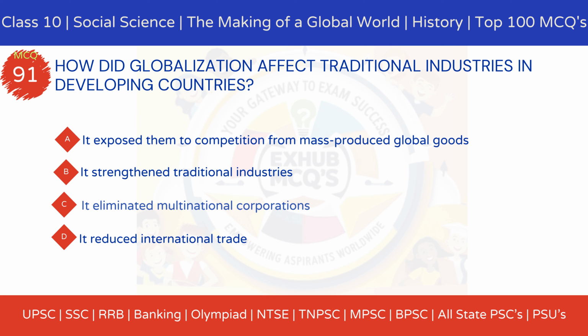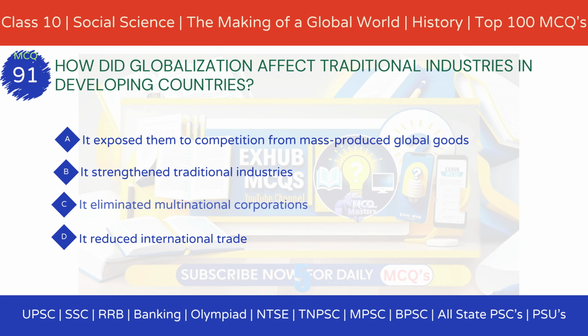Option A. It exposed them to competition from mass-produced global goods. Option B. It strengthened traditional industries. Option C. It eliminated multinational corporations. Option D. It reduced international trade.